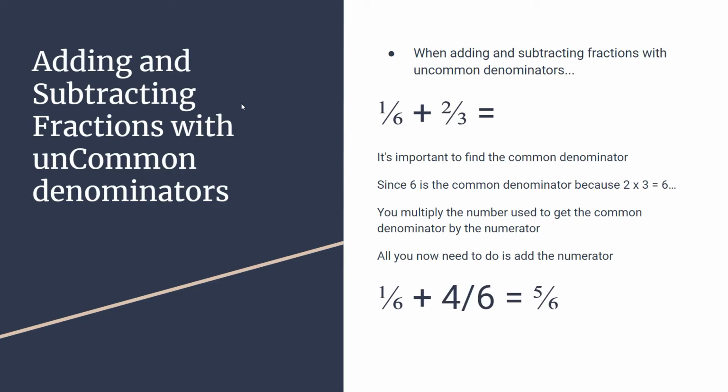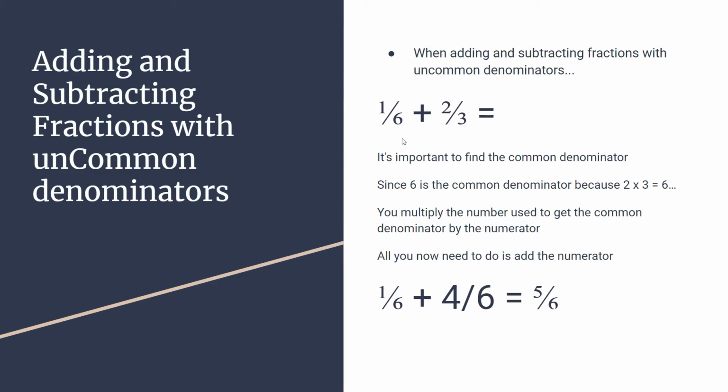Adding and subtracting fractions with uncommon denominators. When adding and subtracting fractions with uncommon denominators, all you do is find the common denominator. Since 6 is the common denominator between these two, all you have to do is multiply the denominator by 2 to get the 6, so you can have that common denominator. At the same time, when you multiply by 2 to get 6, you also have to multiply the numerator by 2.